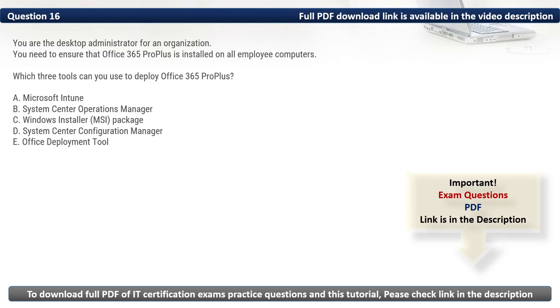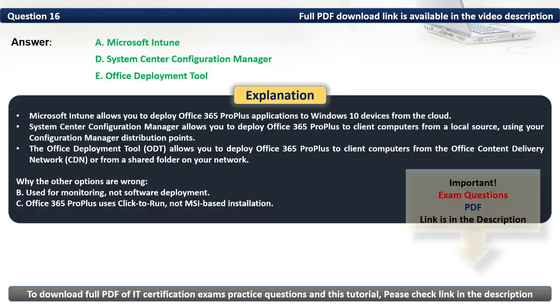As such, the three tools that we can use to deploy Office 365 ProPlus are Microsoft Intune, System Center Configuration Manager, and Office Deployment Tool. Thus, the correct options are A, D, and E. Microsoft Intune allows you to deploy Office 365 ProPlus applications to Windows 10 devices from the cloud.